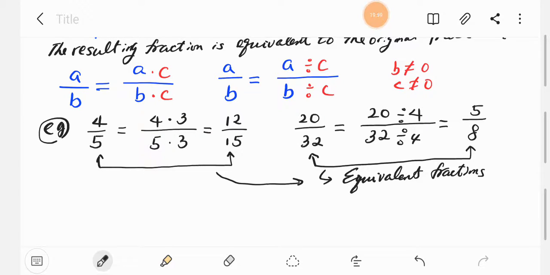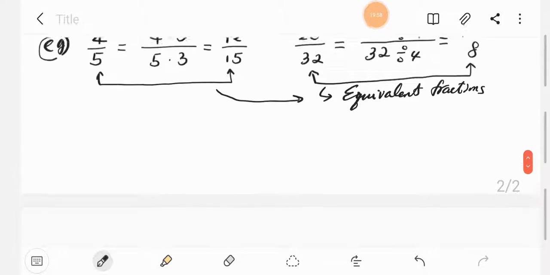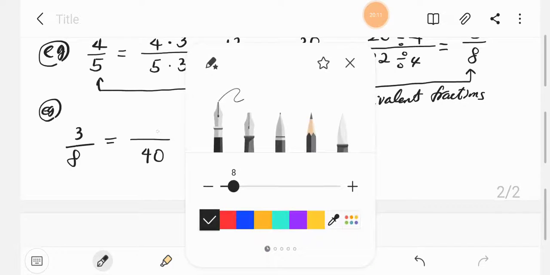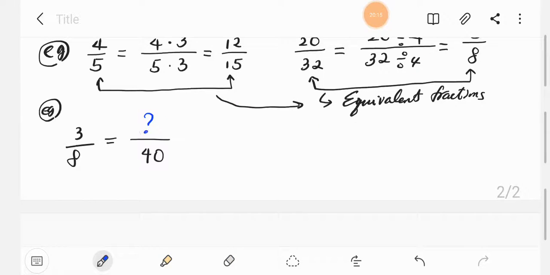Then let's find the equivalent fraction. Here is another example. Here is 3 over 8. This will be equivalent to something over 40. So what should go over here?